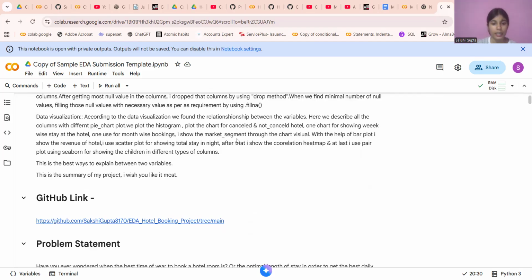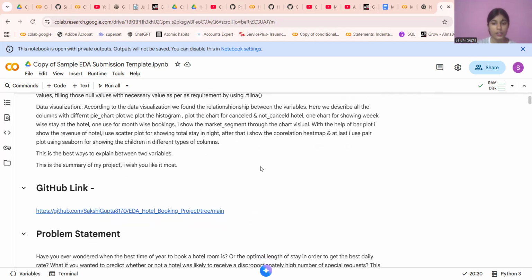After that, I saw the correlation heat map, and at the last, I used a pair plot using Seaborn for showing the children in the data type of column. This is the best way to explain between two variables.